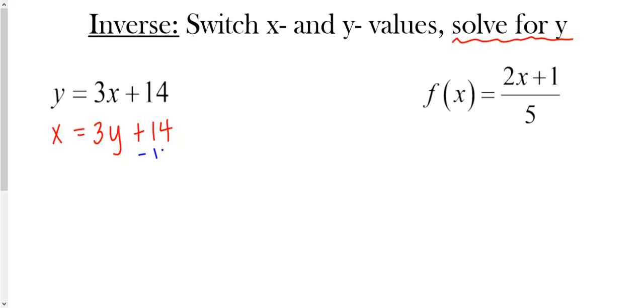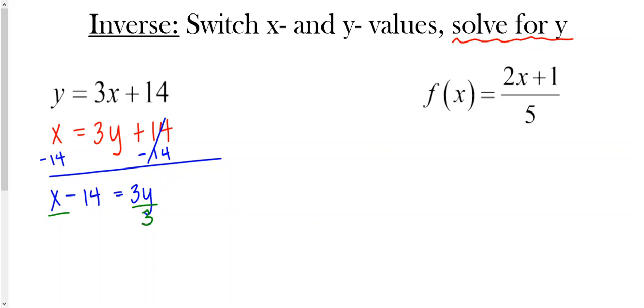Now I have to get y by itself. So I'm going to start by subtracting 14. All right, we cancel the 14 out. X minus 14, those are not like terms, so we keep it as x minus 14 is equal to 3y. Then finally, we have to get rid of the 3, so we'll divide everybody by 3. Cancels out the 3 in the front. X divided by 3, you can't do that. 14 divided by 3, you can't simplify that.